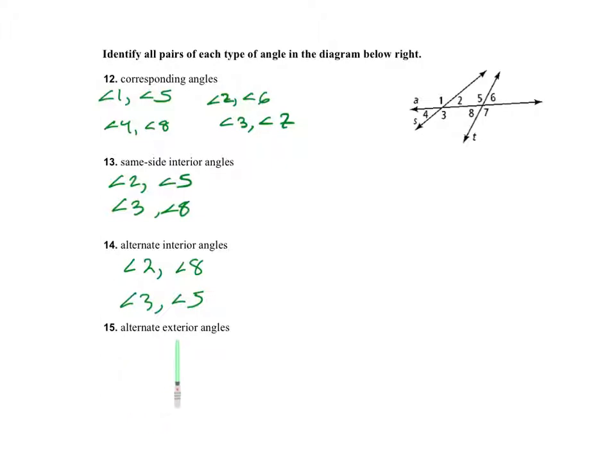Alternate exterior angles are going to be exterior angles that are on opposite sides of the transversal and are not adjacent angles. So in this case, it's 1 and 7, 4 and 6. So angle 1 and angle 7, and angle 4 and angle 6.